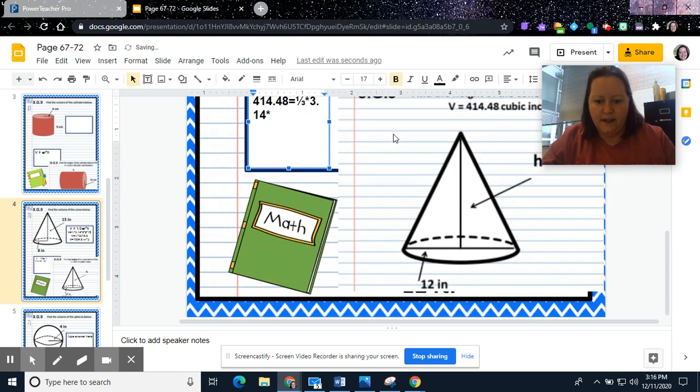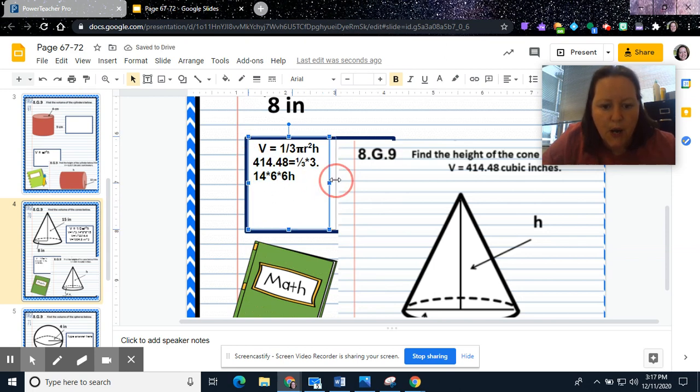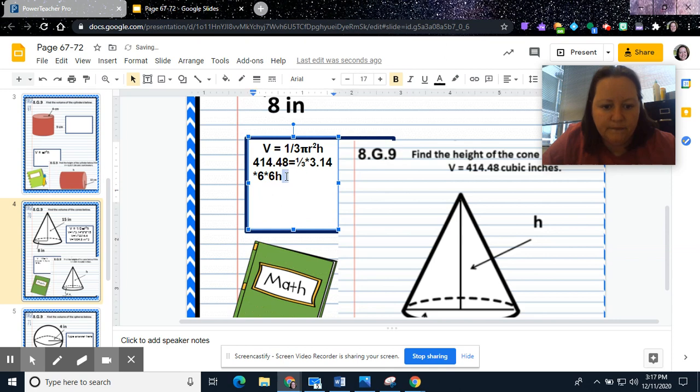And then this time, if we look at this, the diameter all the way across there is 12. Do you see how they gave us the entire way across? So that's 12, and half of that is going to be 6. So times the radius, which is 6. We know that means 6 squared, so 6 times 6. And then we don't know what the height is, so we have an h. Now I'm going to shrink this so it all fits on one line here.